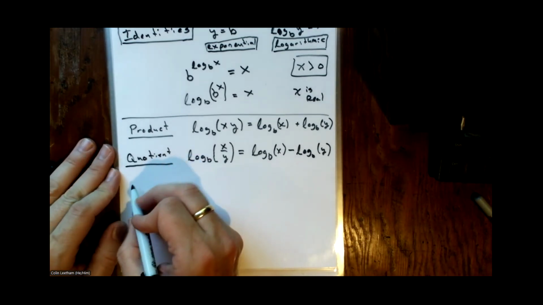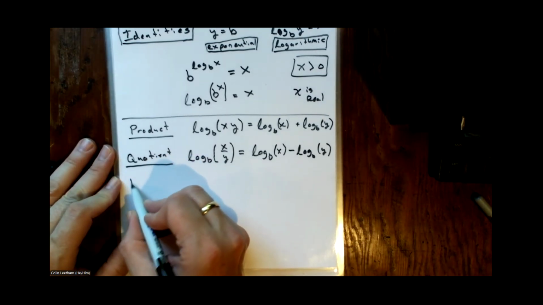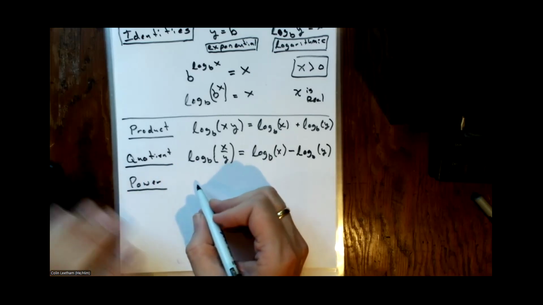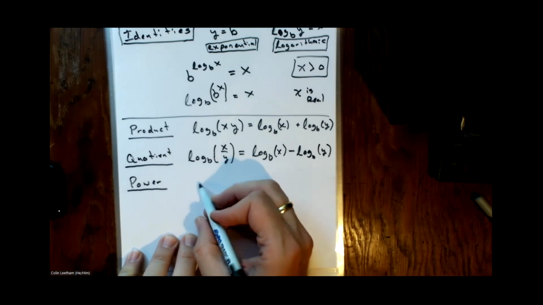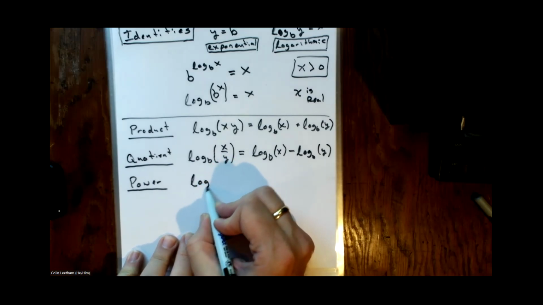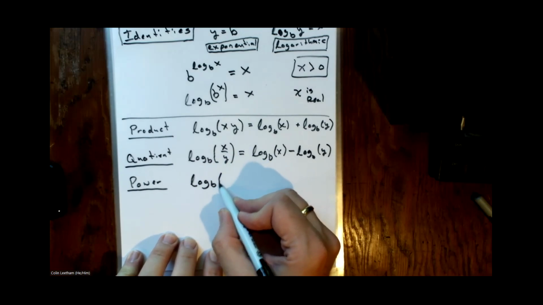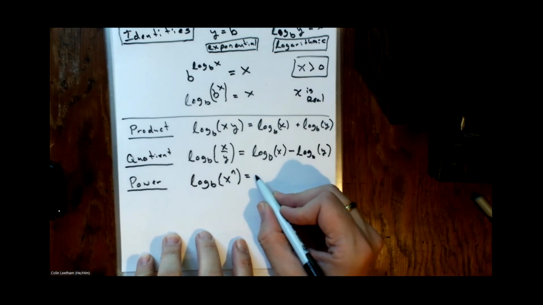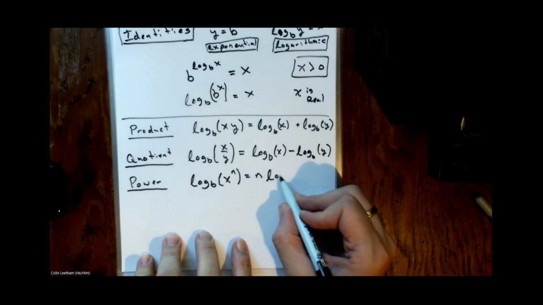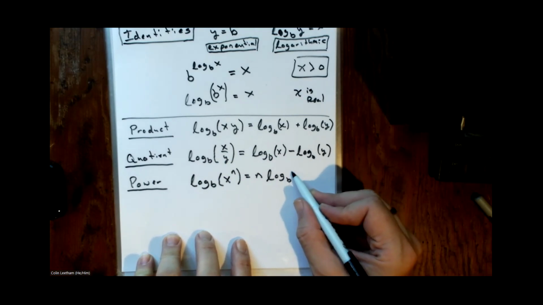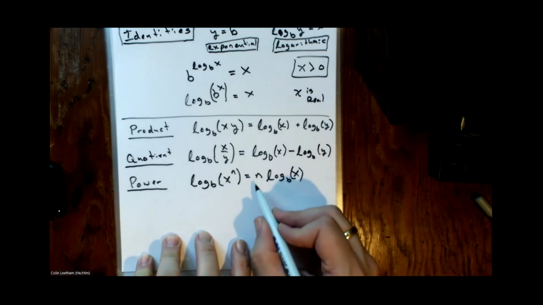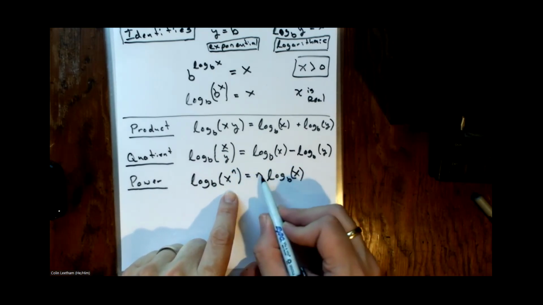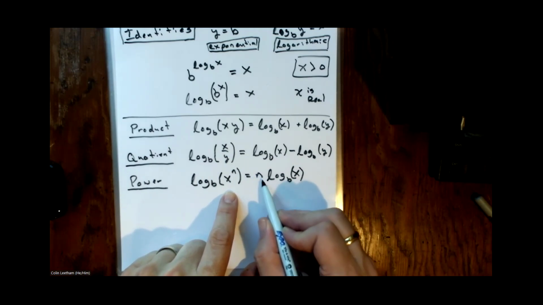And now for our last regular one, we have what we call the power rule. And this one is incredibly useful. I find myself using this one all the time. So here, again, if we've got log base b of x to the n, this is going to be n times log base b of x. So here, this exponent will turn into a coefficient in front of the logarithm.